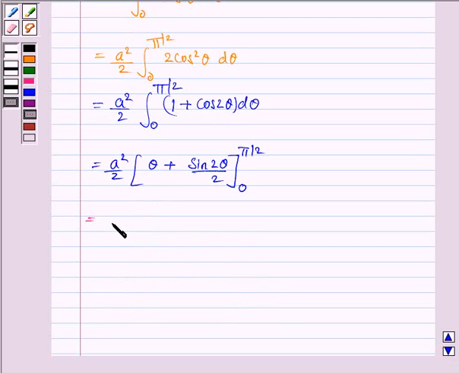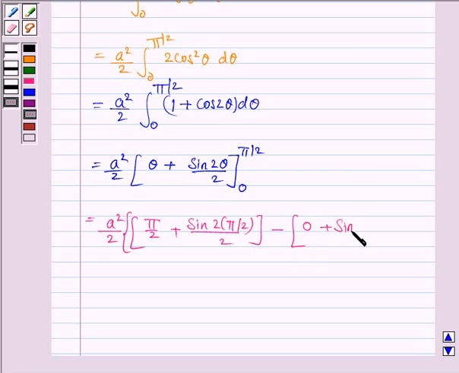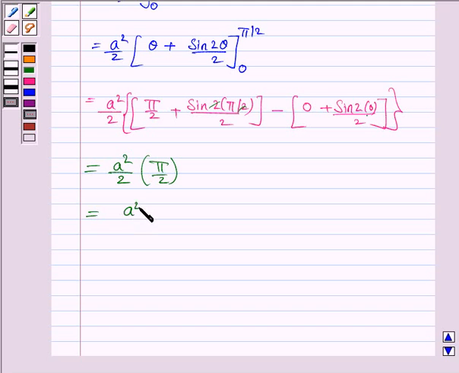Now we'll apply the second fundamental theorem. So we first put theta is equal to pi by 2. Minus. Now we put theta is equal to 0, so this is 0 plus sine 2 into 0 upon 2. So this is equal to a square by 2 into pi by 2, because sine 0 is 0 and sine pi is also 0, so 0 by 2 is 0, and we are left with a square by 2 into pi by 2. So this is equal to a square pi by 4. So this is the value of the integral I1.